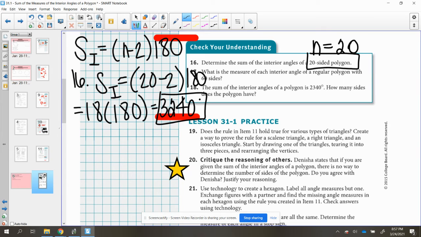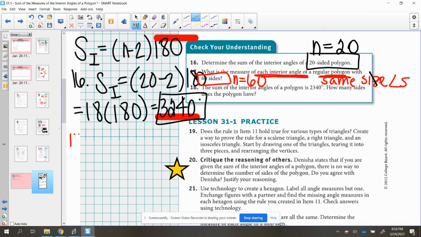Now, what happens if we look at number 17? What is the measure of each interior angle of a regular polygon with 60 sides, right? 60 sides. Well, n is 60 on this one. When we talk about each interior angle, we're just talking about one angle. And if a polygon is regular, that means that it has the same size sides and specifically angles, okay?